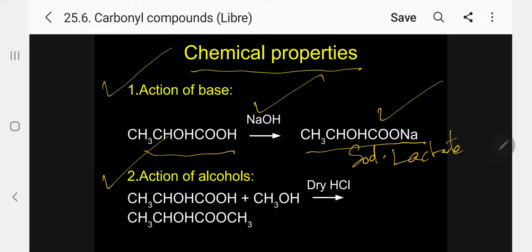Number 2, action of alcohol. Since this is an acid, alcohol reacts with any acid to form an ester in presence of an acid medium, dry HCl. So this is called methyl lactate. Methyl lactate, it's an ester. Please follow.